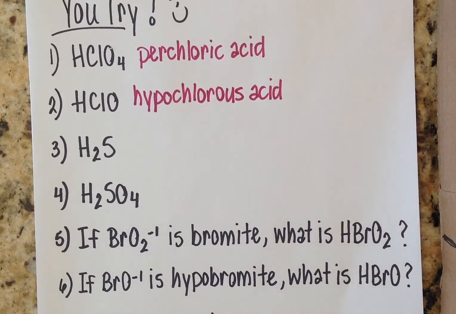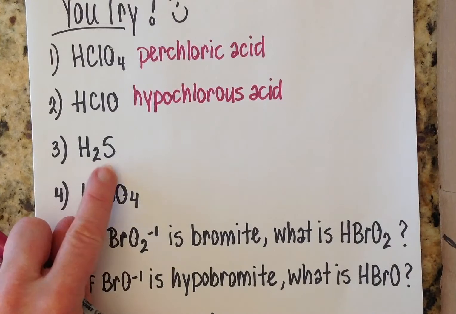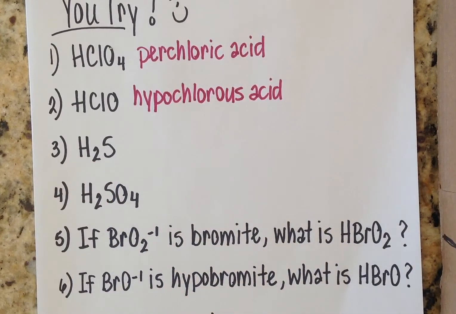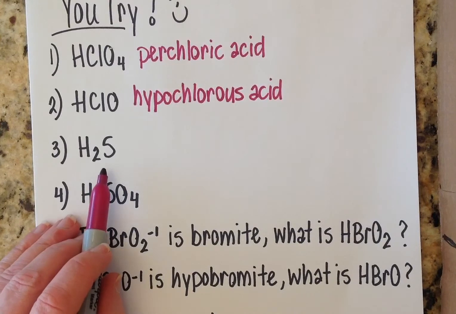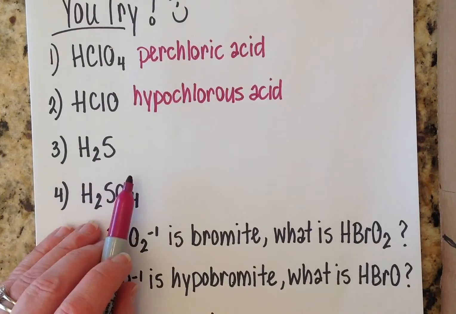All right, number 3 is actually a binary acid because it is hydronium crisscrossed with a nonmetal. And this nonmetal is going to be the sulfide ion. That's going to turn into ic. So this is actually hydrosulfuric acid.